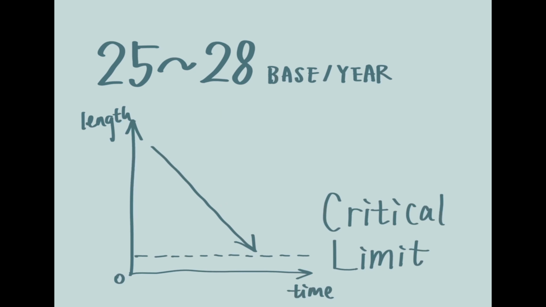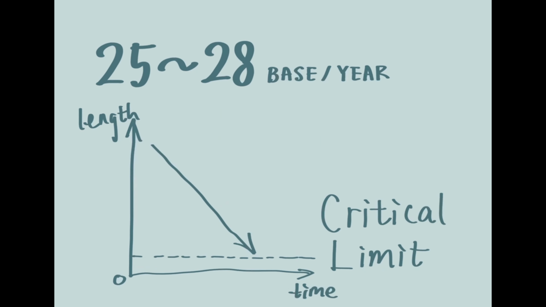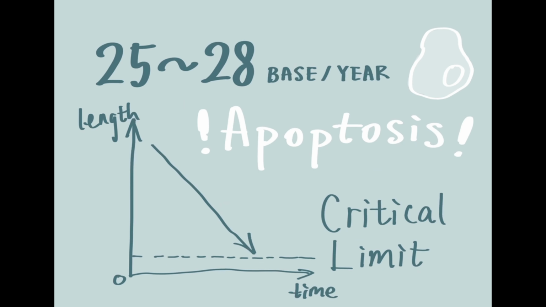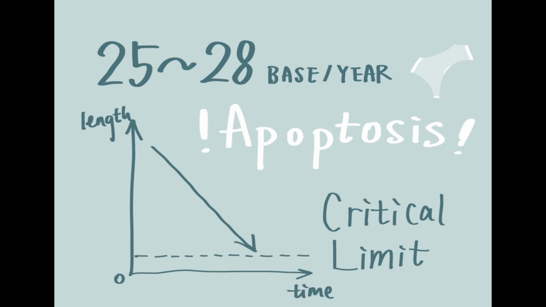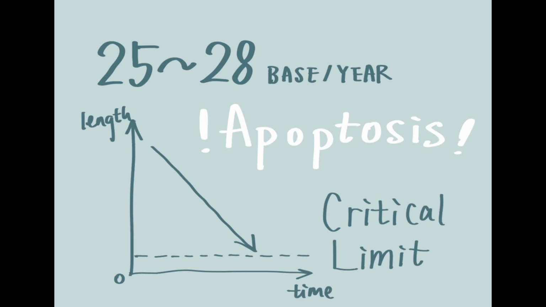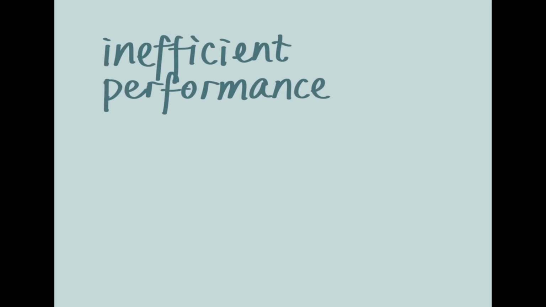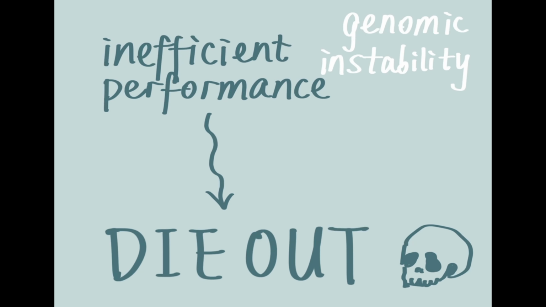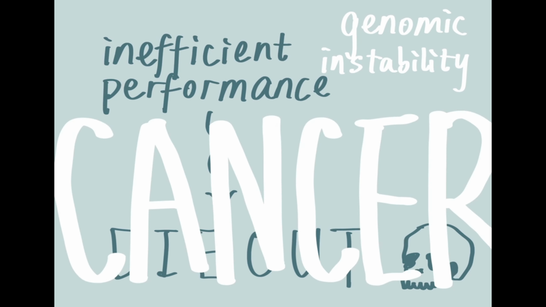When its size reaches below a critical limit, the cells undergo apoptosis, a natural biological process of programmed cell death. In this stage, the cells get the signal to conduct self-destruction for the smooth functioning of the whole body. Consequently, as the shortening of telomeres goes on, our cells become less efficient in performance and slowly die out, or in some cases develop genomic instability through mediating interchromosomal fusion and possibly cause cancer.